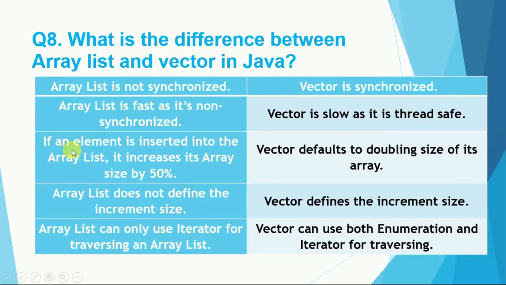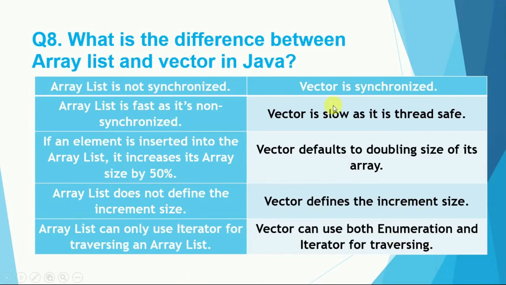Next, if an element is inserted into an ArrayList, it increases its array size by 50%, and Vector defaults to doubling the size of its array. ArrayList does not define the increment size; we don't need to define any increment size, it automatically increases. In Vector we need to define the increment size. In ArrayList we can only use an iterator for traversing. In Vector we can use both enumeration and iterator for traversing.